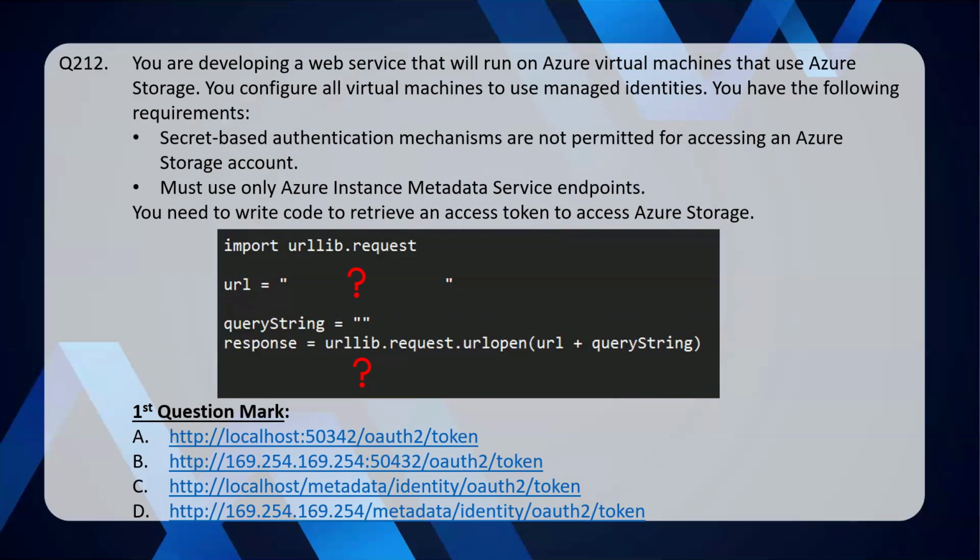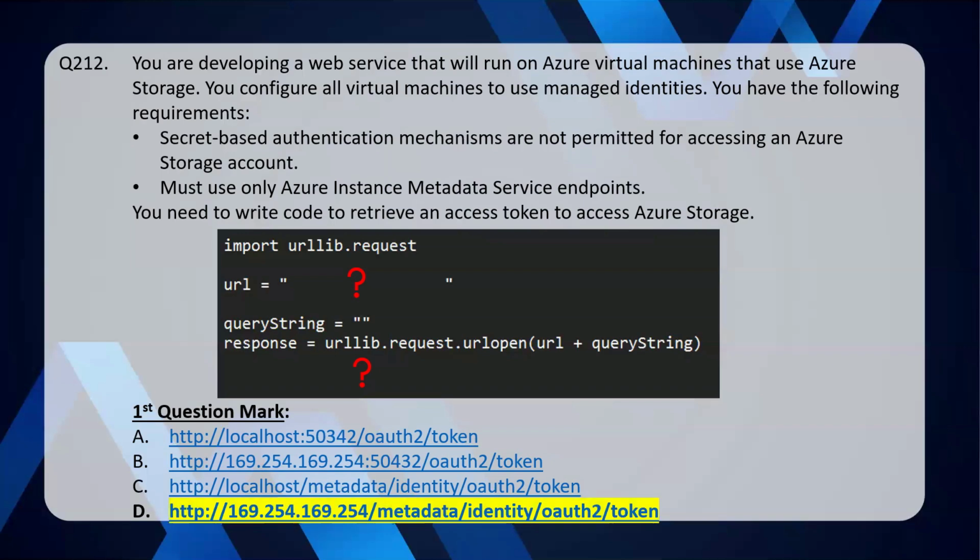Now the first part of the question is talking about the URL to use here. Folks, you can immediately rule out any URL which uses localhost, as they are used for local dev emulators. 169.254.169.254 is the link local IP reserved by Azure for instance metadata service, and you do not need to specify any port while accessing the metadata service endpoint from inside a virtual machine.